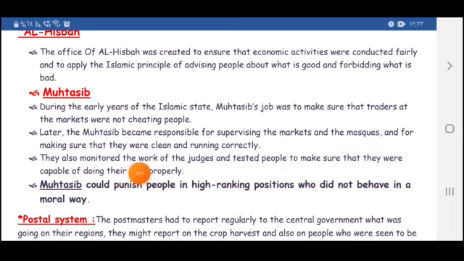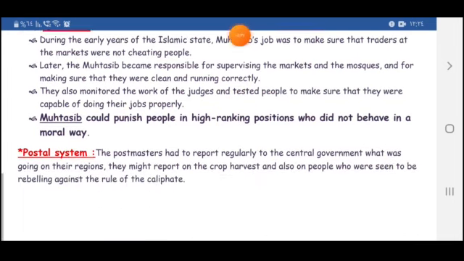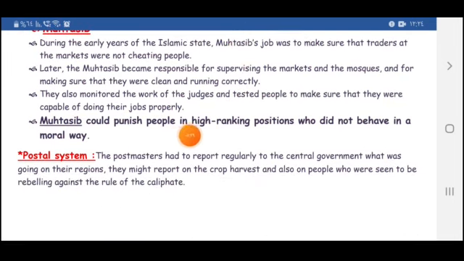They also monitored the work of the judges and tested people to make sure that they were capable of doing their jobs properly. So Al-Muhtasib was responsible for making sure that everything is running properly in the state. Also, Al-Muhtasib could punish people in high-ranking positions who did not behave in a moral way. If there is someone who is not doing his job in a moral way, Al-Muhtasib could punish him.